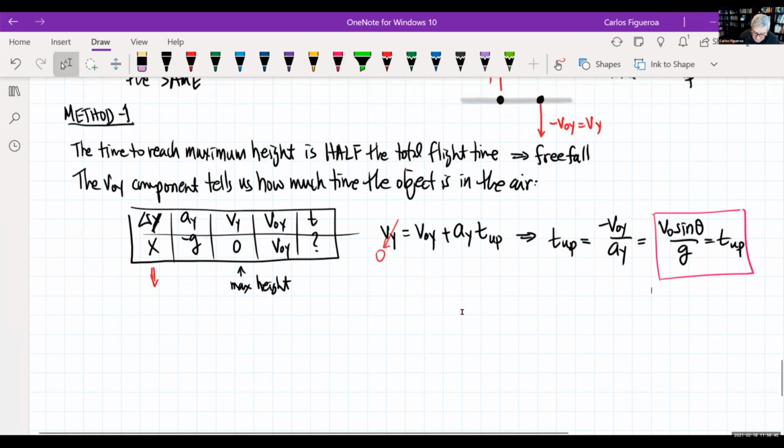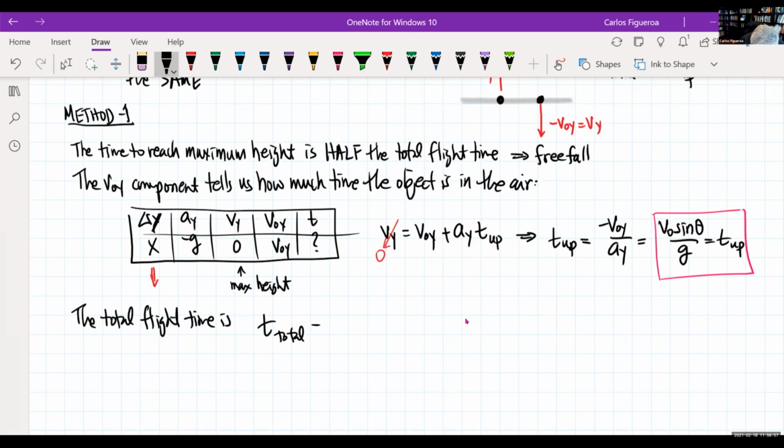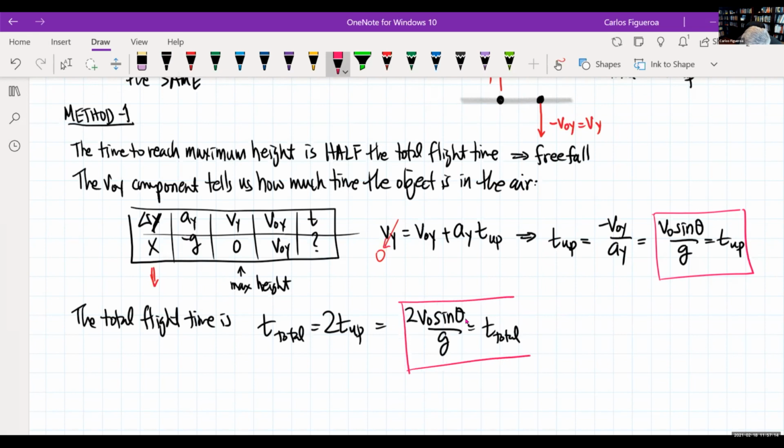So then what this tells me here is that the total flight time is twice that to get up. So what you're seeing here is that I'm getting 2 v initial sine of theta divided by g. So I now know the total time in this scenario. By knowing one, I really know what the other one is here.